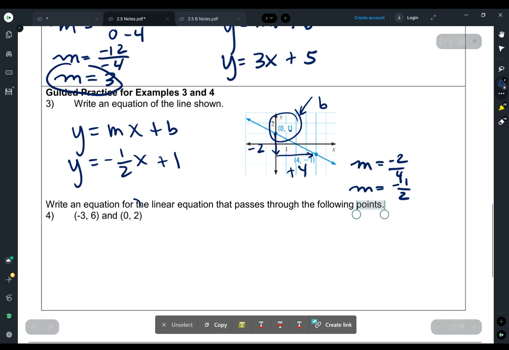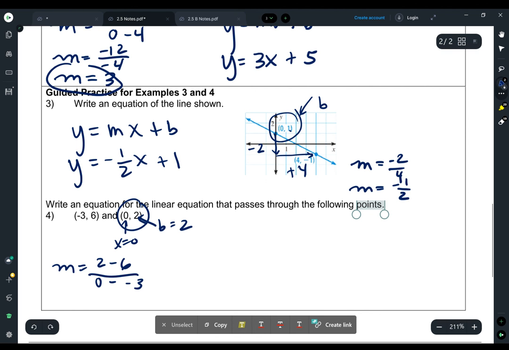And the second one, here's my y-intercept. I have an x equals 0, so my b must equal 2, but I need to find my slope. So 2 minus 6 over 0 minus negative 3 is going to be, let's see, negative 4 over, minus a negative is plus, so negative 4/3. So y equals negative 4/3 x plus 2.